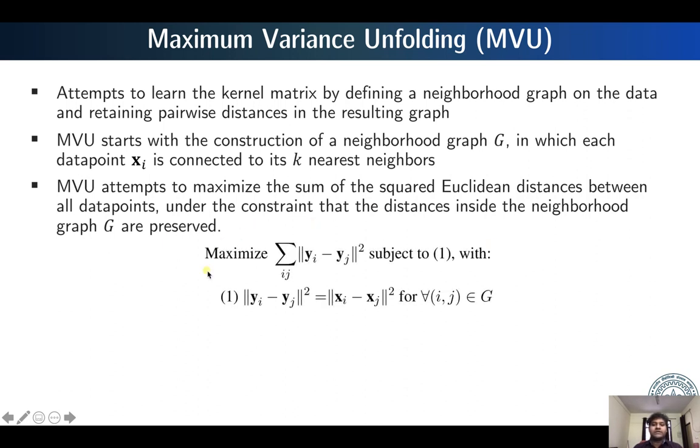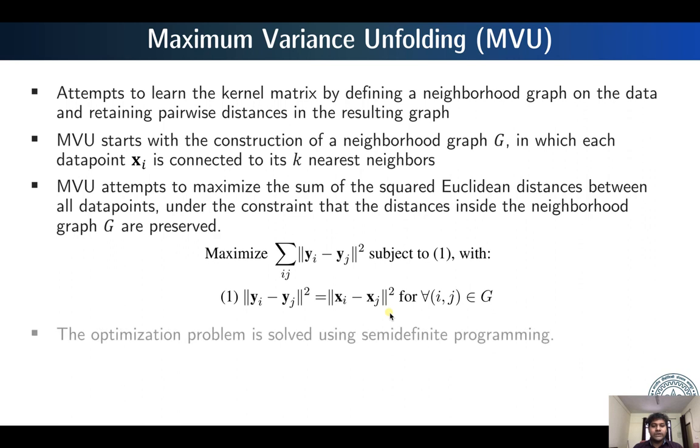Essentially this is the optimization problem that it solves. It is trying to maximize the Euclidean distances between the data points in the lower dimensional space, subject to the constraint that their distances must be the same as in the neighborhood graph, whatever is existing. In order to solve this, they use semi-definite programming. It turns out that MVU techniques also suffer similarly as in the case of Isomap.